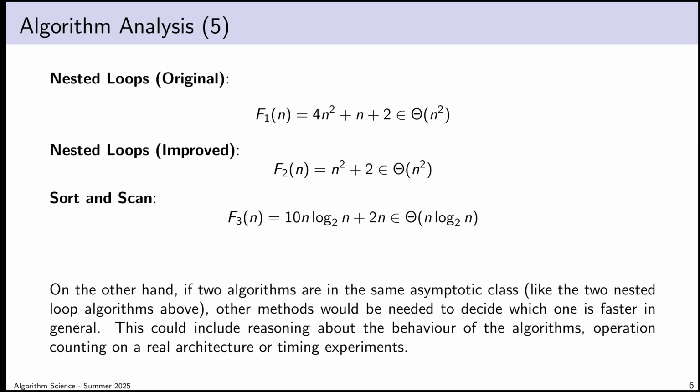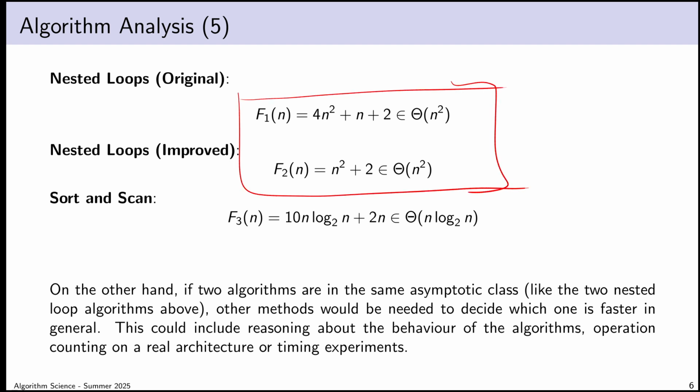Now, suppose that we were in a situation where two algorithms actually were part of the same asymptotic class. So suppose we have two algorithms that are big theta of n squared, and we want to compare them to each other. We don't just want to pick the best of the three. Suppose we don't have that third one there.